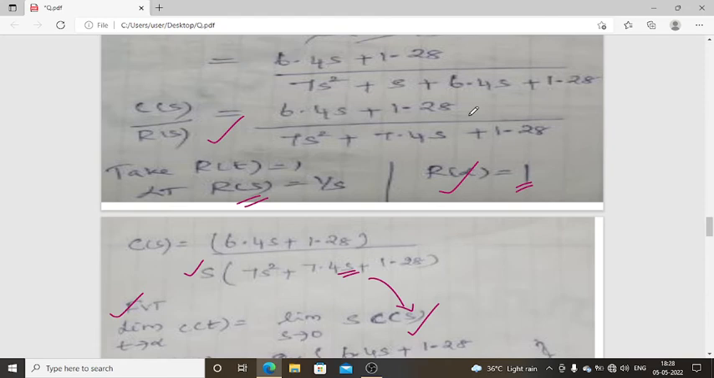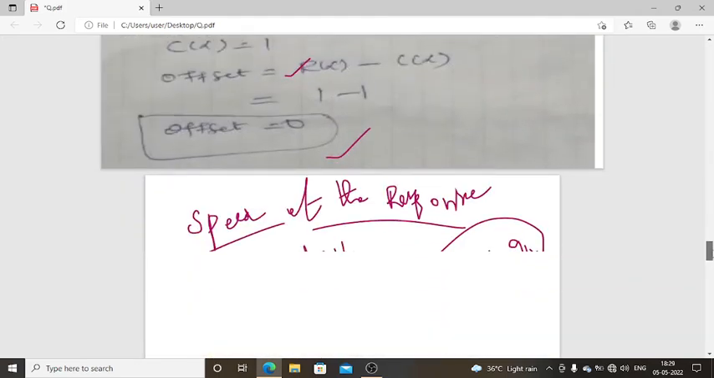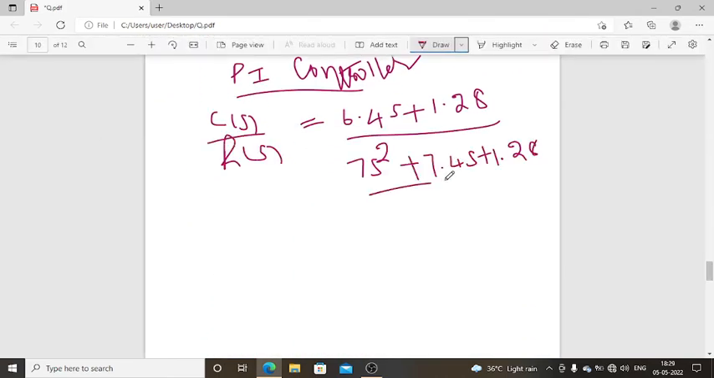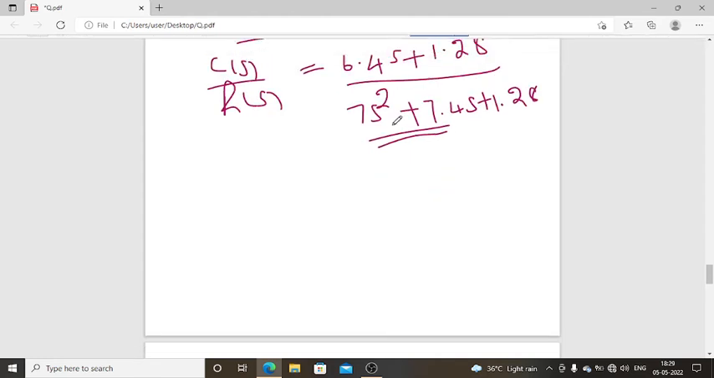6.4S plus 1.28 divided by 7S squared plus 7.4S plus 1.28. This is C of S by R of S for the PI controller. But here this is a second order control system, so this is not the correct form for a second order control system. What do you do here?